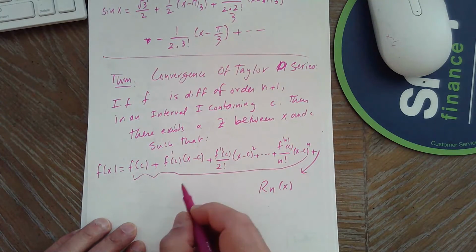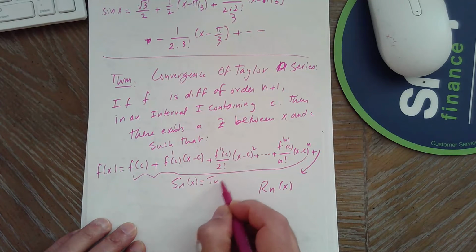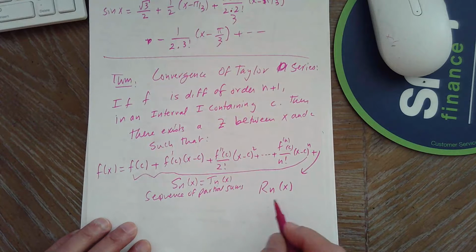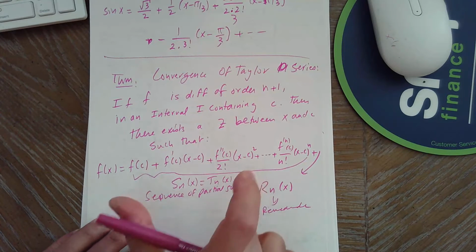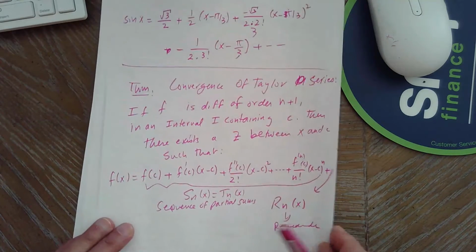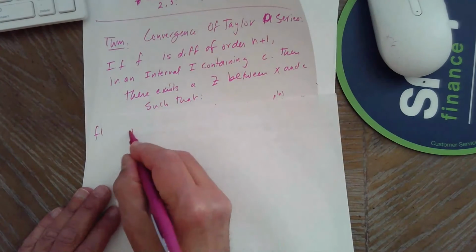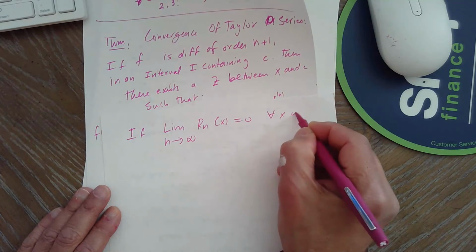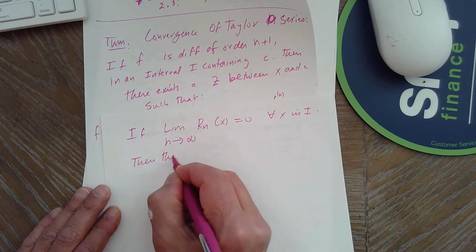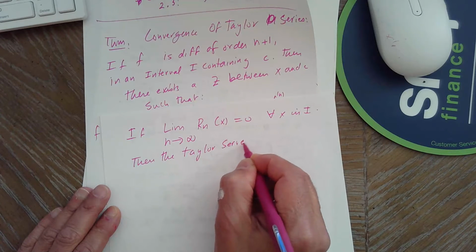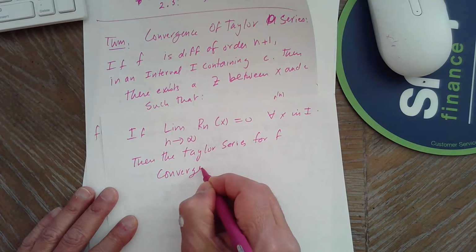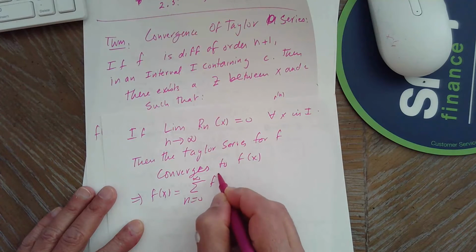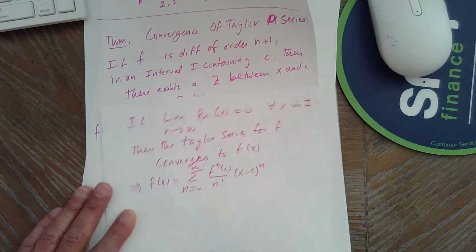This is basically the sequence of partial sums. Instead of Sn of x, we use here Tn of x. And we know if the sequence of partial sums converges, so does the series. So now, if the limit, as n goes to infinity, of Rn of x equals 0 for all x in I, then the Taylor series for f converges. Not only does it converge, it converges to f of x itself. That means f of x does equal the series that we're talking about, the sum of the nth derivative at c over n factorial. So we need to show that the remainder goes to 0.